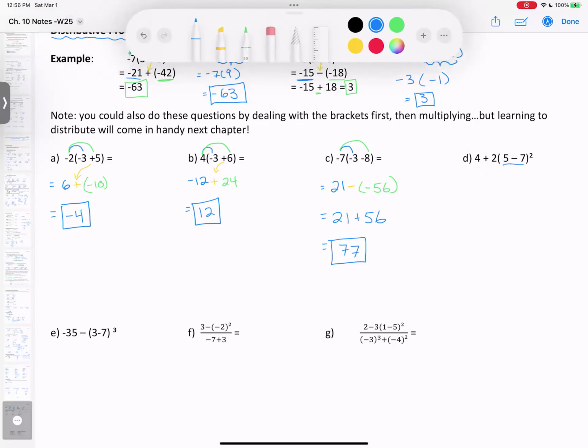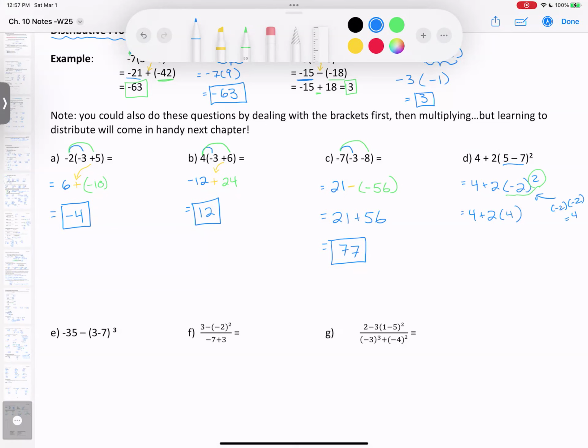Okay, so we're starting there. So this is going to be 4 plus 2 times 5 minus 7 gives us -2. Now we've got -2 squared, so we're going to deal with that next because we want to deal with that exponent there, our E. And so we get 4 plus 2, and then -2 all squared is -2 times -2, right? -2 times -2, which gives us +4. So we've got 4 plus 2 times 4.